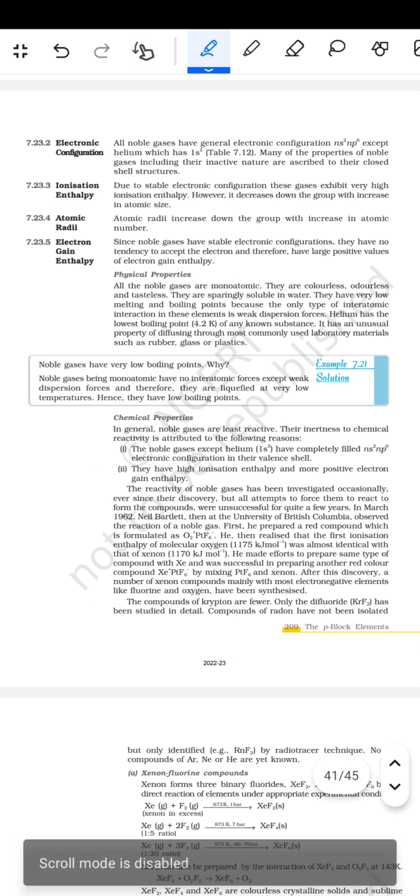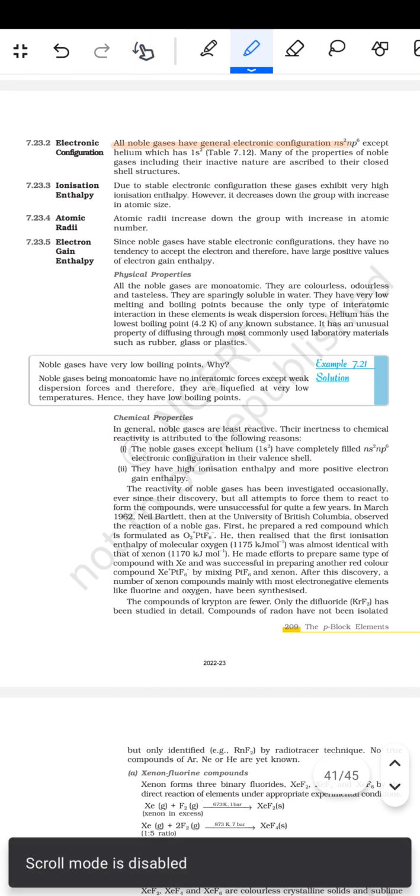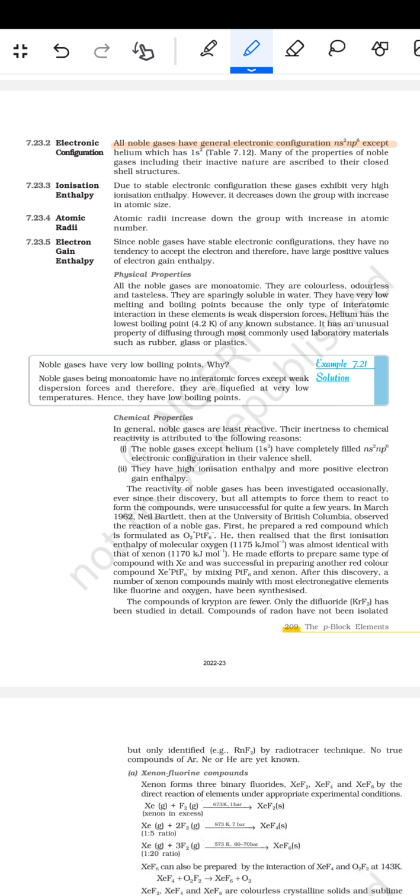Electronic configuration. All noble gases have the general electronic configuration ns2np6 except helium, which has 1s2. Many of the properties of the noble gases, including their inactive nature, are ascribed to the closed shell structure. Ionization enthalpy. Due to the stable electronic configuration, these gases have very high ionization enthalpy. However, it decreases down the group with increase in atomic size. Atomic radii increase down the group with the increase in atomic number. Since the noble gases have a stable electronic configuration, they have no tendency to accept electrons and therefore have large positive values of electron gain enthalpy.